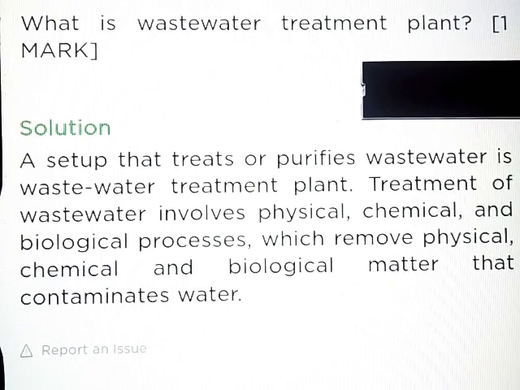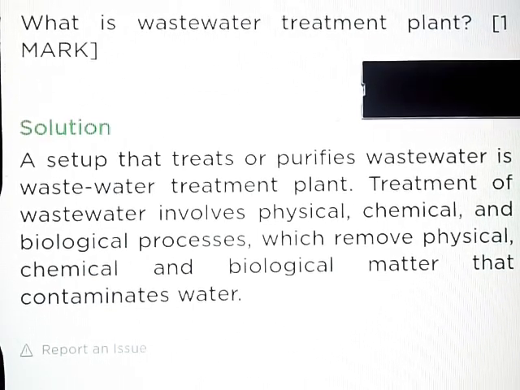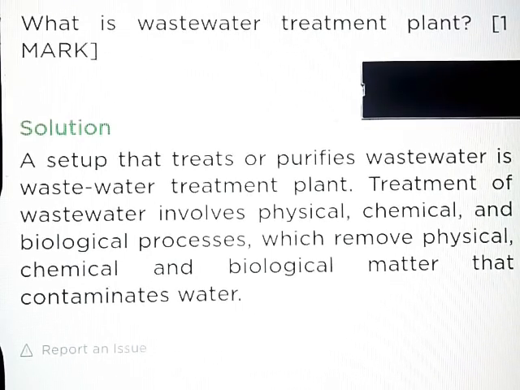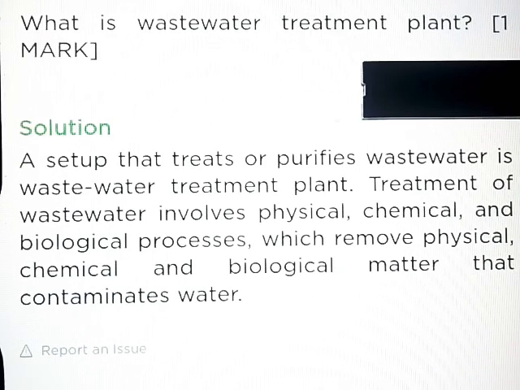Hello friends, today we are going to learn the question answers of chapter number 18, Wastewater Story. Question number 1, what is wastewater treatment plant? Answer, a setup that treats or purifies wastewater is wastewater treatment plant. Treatment of wastewater involves physical, chemical and biological processes which remove physical, chemical and biological matter that contaminates water.